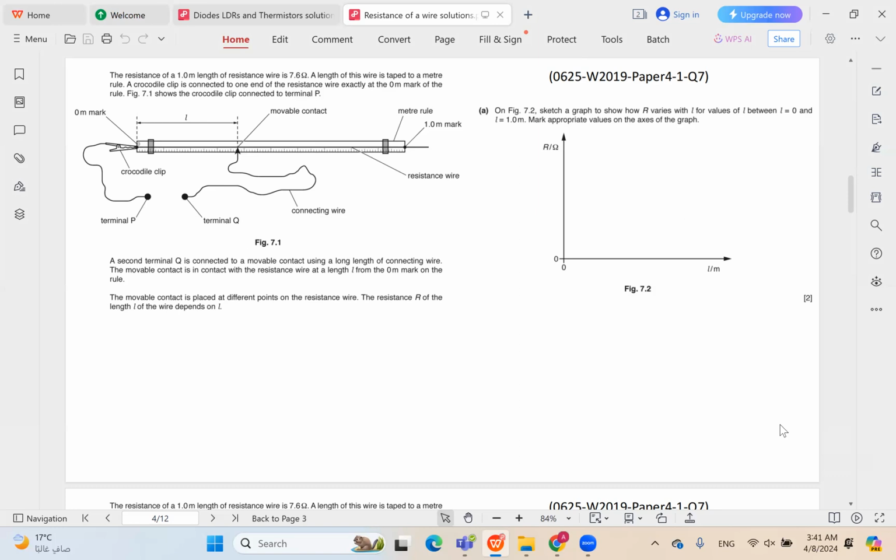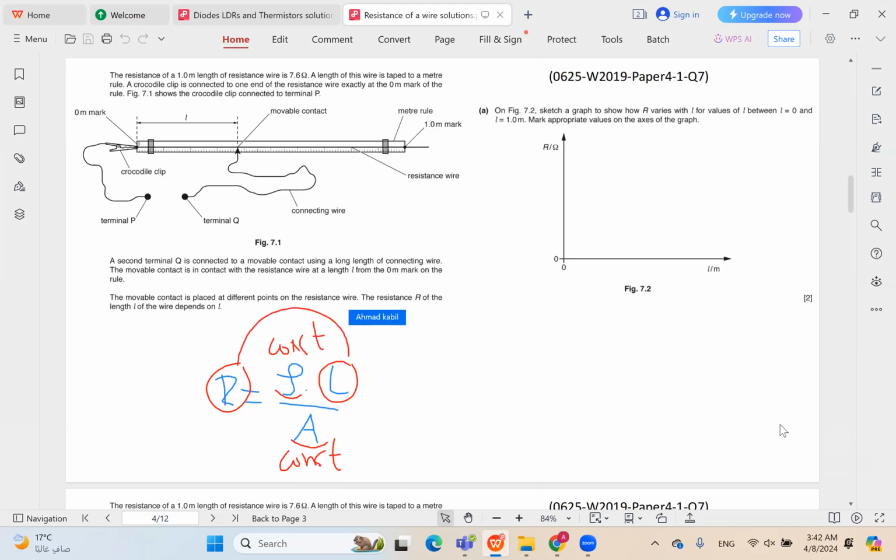So like we said before, R equals rho times L over A. And from this rule here, we know that R and L are directly proportional. In this problem, the area does not change and the rho is a constant. We always said that the resistivity is always a constant number. So this is a constant value, and this is a constant value as well. These do not change. So we just have a relationship between R and L in this question, where as L increases, R increases.